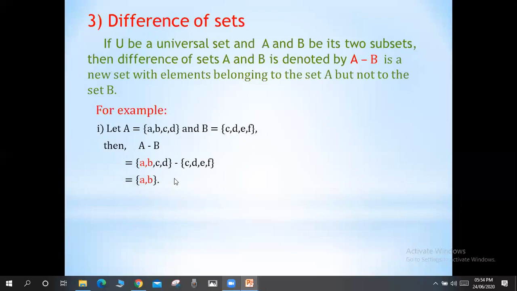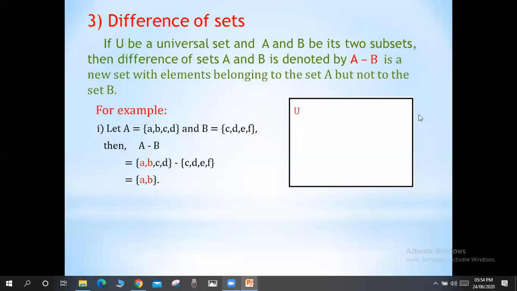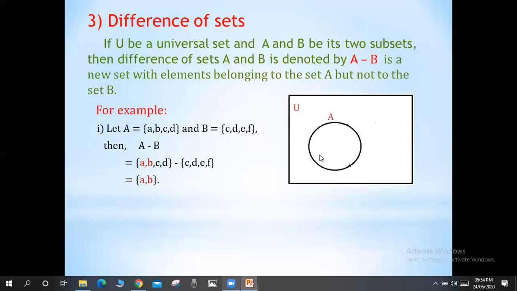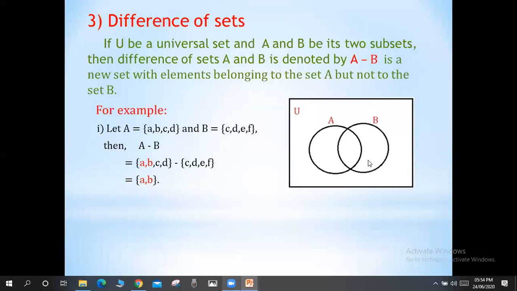So {A, B} is A difference B. Okay, let's show it in a Venn diagram. In the previous class, we discussed how to place the elements in a Venn diagram. If you missed the class, let's see it today also. This rectangle represents the universal set, and A and B are two subsets of the universal set. A you represent by a circle. Similarly, B also you represent by a circle, and they are joined because A and B are overlapping sets.